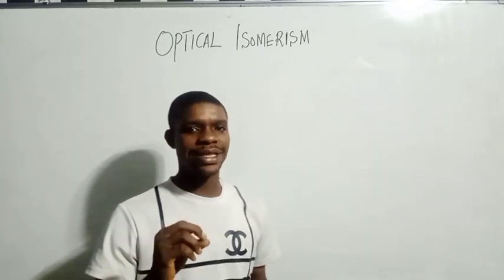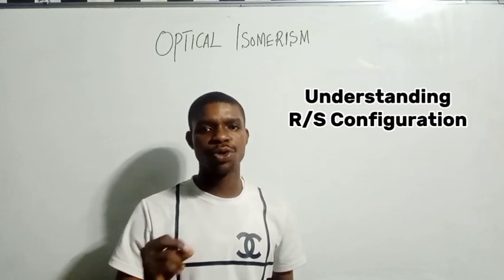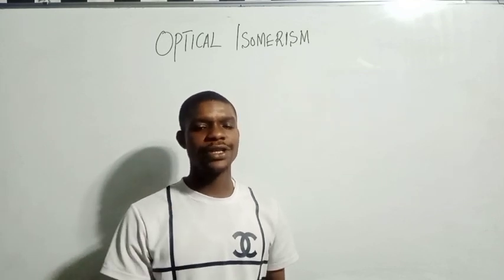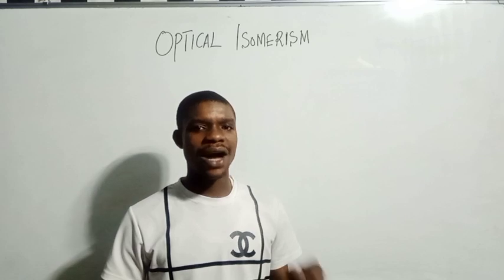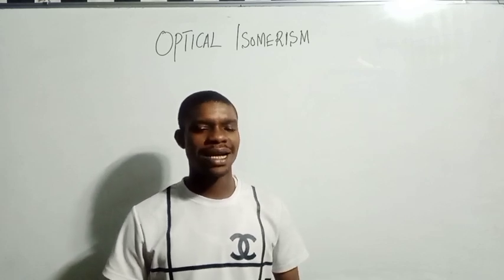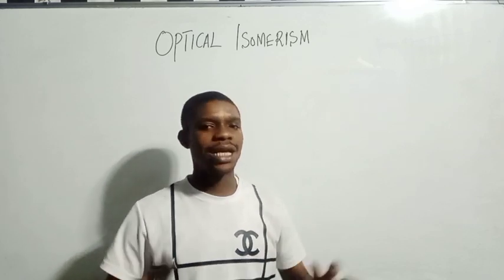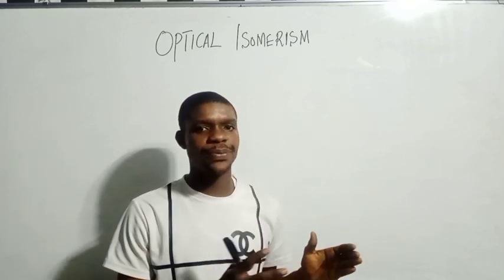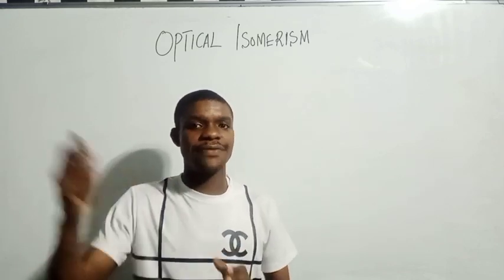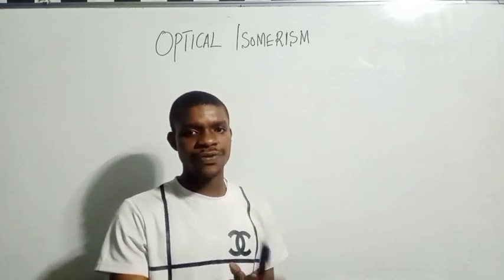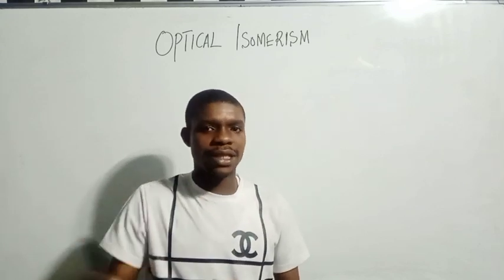Then we're going to look at the R and S configuration. This is one of the most confusing concepts when it comes to optical isomerism. Now, how do you assign R and S configuration to enantiomers and diastereomers? This is what I want to look at in this video. So it's going to be a step by step method. It's going to be a lengthy video because I want to use this video to explain all the details you are supposed to know.